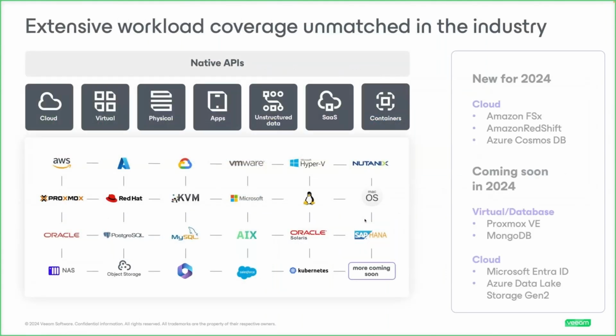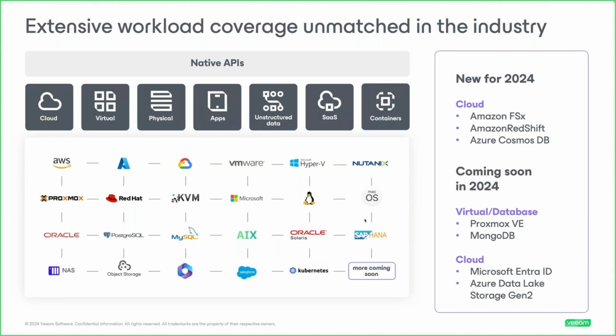Kind of give you just an idea of how extensive that workload coverage is. I mean, this isn't even scratching the surface, but AWS, Azure, Google, we've spoken about extensively. We've got vSphere, Hyper-V, Nutanix AHV, Proxmox, Red Hat, whether that's OpenShift virtualization, OpenShift all up. KVM is a flavor of Linux, Microsoft applications, Mac OS, a number of different databases. We've got NAS, object storage, Microsoft 365, Salesforce, Kubernetes, and all of the different things that come with that, all the different types of distributions.